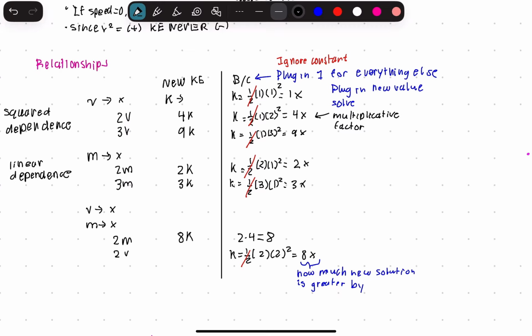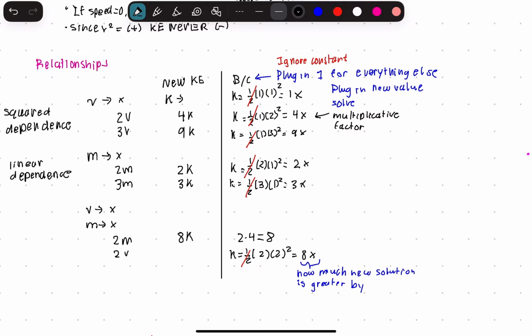Now let's move on to mass. If you double the mass, the new kinetic energy will be 2 times as great, as you can see from the calculations on the side, where you substitute 2 for mass and 1 for velocity because that stays constant. We're only measuring the change of mass, not velocity. So kinetic energy will be 2 times greater.